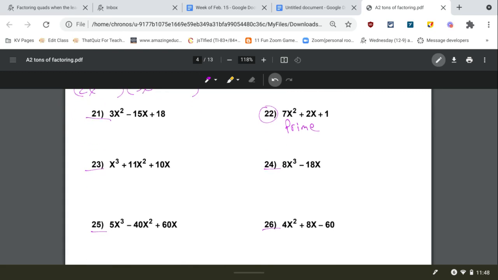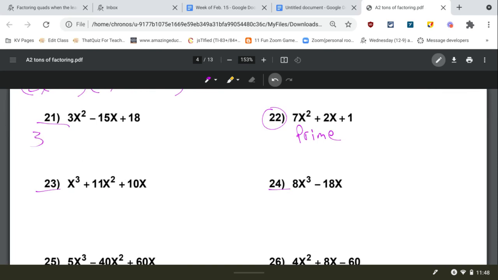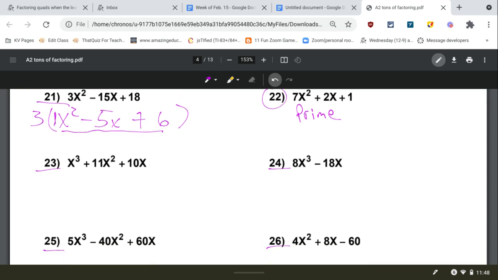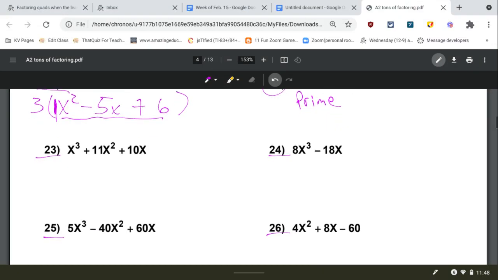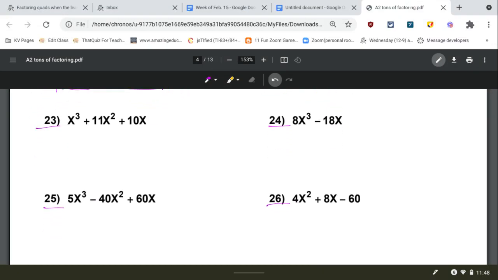On 21, though, you're going to start by factoring out a 3 because they all three have a 3 in common. So it would be an x squared there, and the 15x would become a 5, and the 18 would become a 3. Then you would just factor this expression, I think using just the normal cases because now it's a leading coefficient of 1. And then on 23 and 24, it looks like you would factor out an x on those. You would just take an x away from each of those.